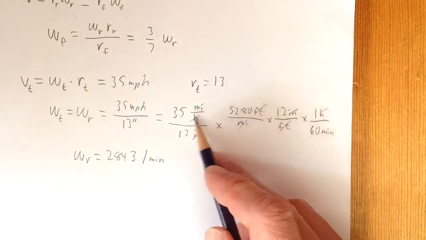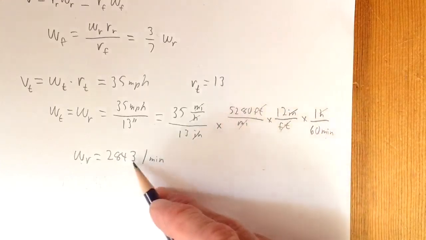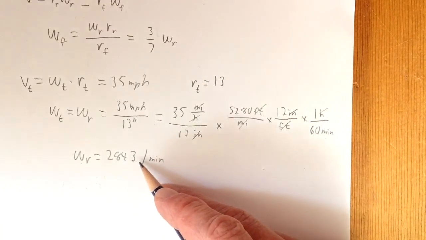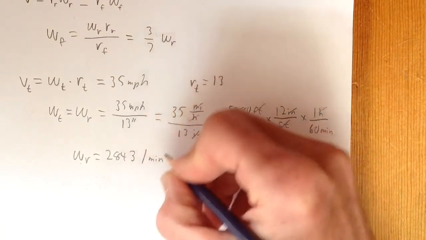Because we got rid of all our units here. So what does that mean? 2843 what per minute? And that's the nice thing about radians, they're the natural unit. You get rid of everything else and that's radians. So that's how many radians per minute.